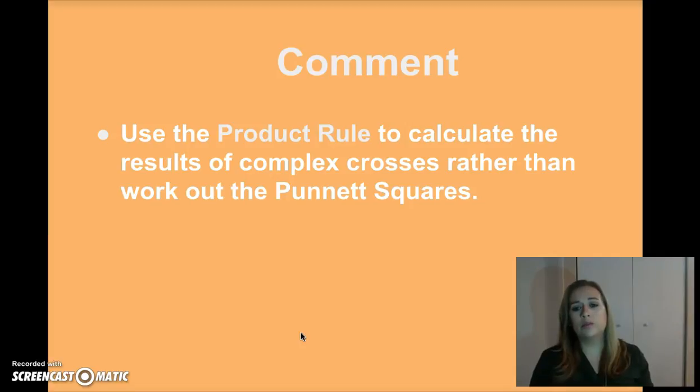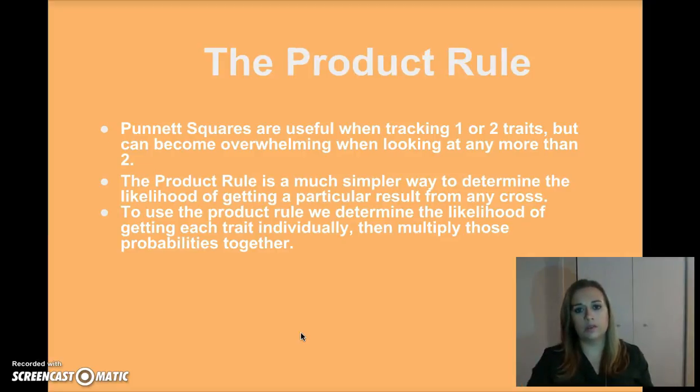So the product rule is much faster as opposed to creating a 16 box or a 64 box Punnett square. To review, Punnett squares are usually only useful if you're tracking 1 or 2 traits, but after that they become incredibly overwhelming to look at, even more overwhelming to actually complete, and a lot of times they can become riddled with mistakes. So the product rule is a much simpler way to determine the likelihood of getting a particular result.